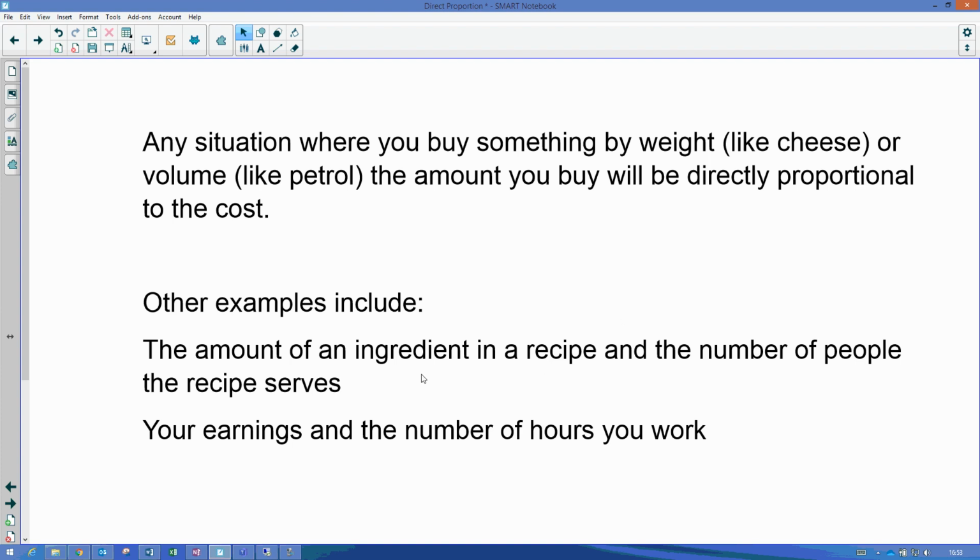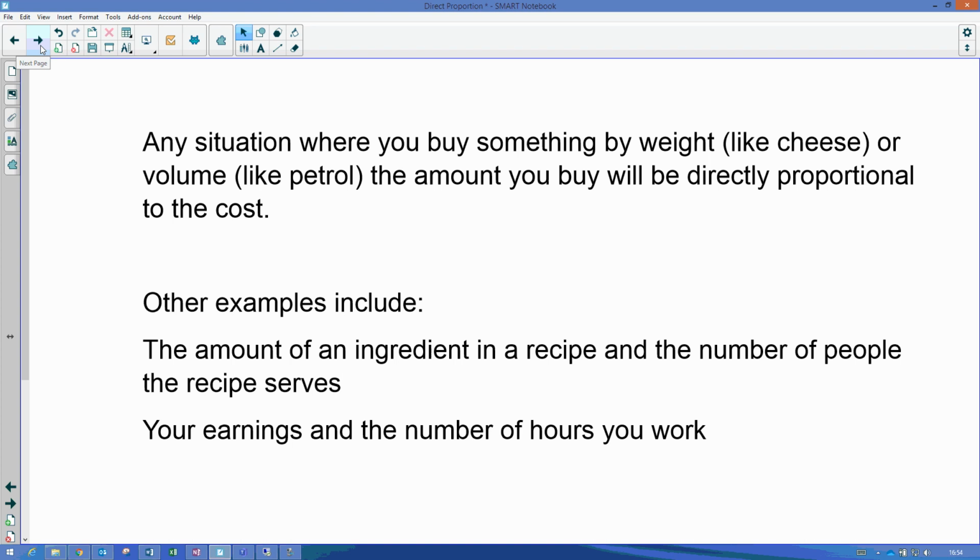However much you increase the number of people you want to serve, you've got to increase your ingredients in relation to that. Another example might be salary. So your earnings and the number of hours you work are an example of direct proportion. If I work 5 hours, I get paid less than if I work 7 hours. Okay, so that's the idea.